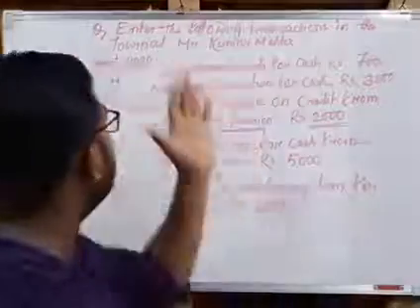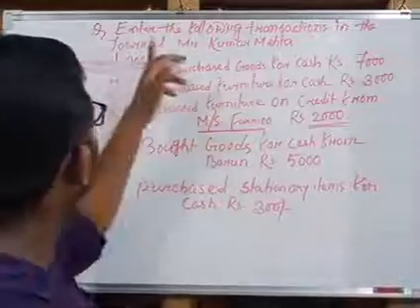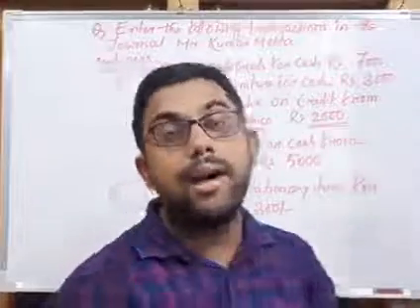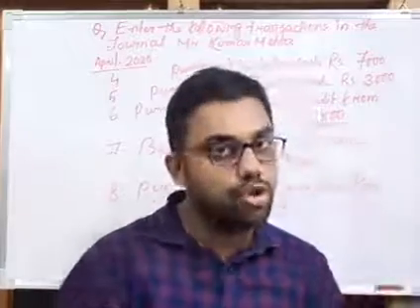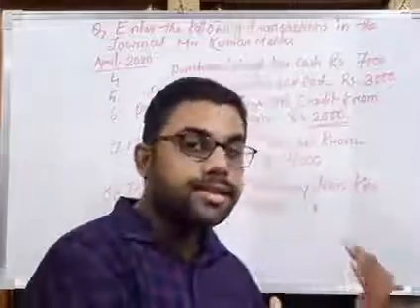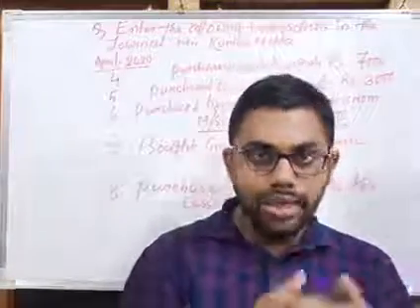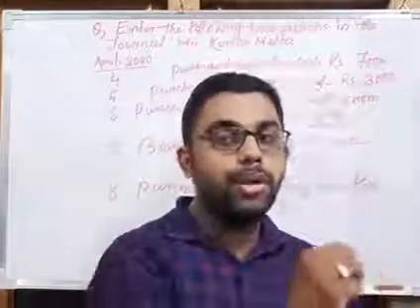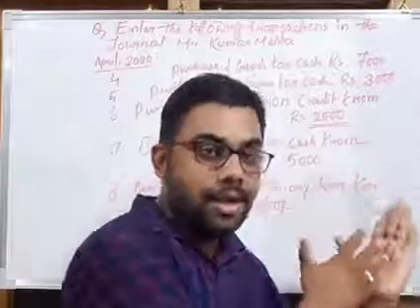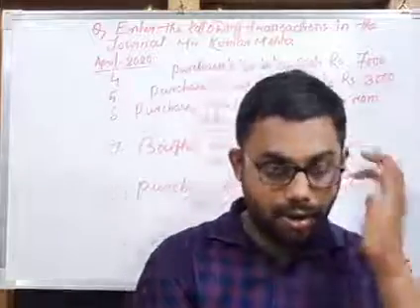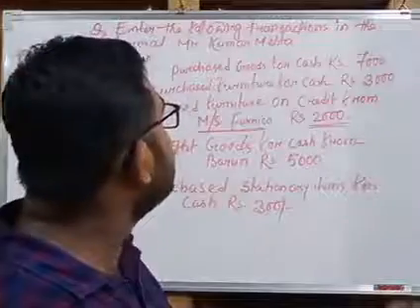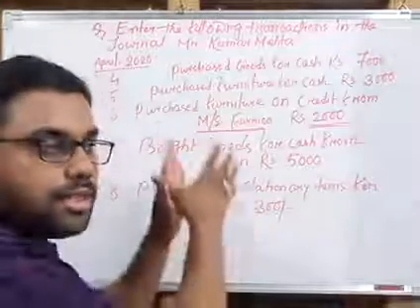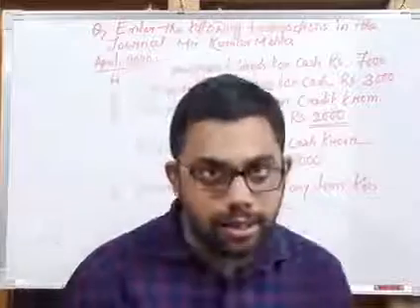So in the question, enter the following transactions in the journal of Mr. Kumar Mehta. That means the name of the businessman is Mr. Kumar Mehta, and it is the business of Mr. Kumar Mehta. So at the top of the journal we have to write the name of the person whose business and whose transactions we are going to record. Then what are the transactions given in April 2020? That means all the transactions are from the month of April in the year 2020.